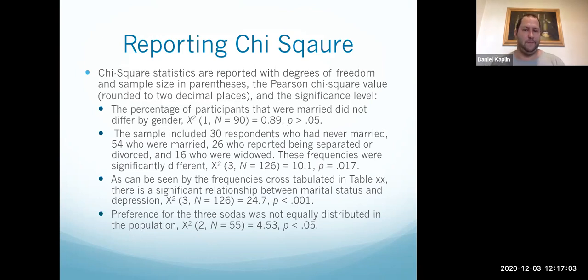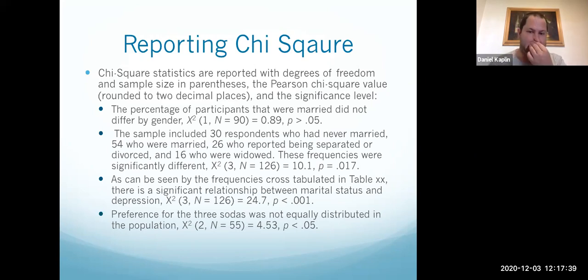So another example would be to write the sample included 30 respondents who were never married, 54 who were married, 26 who reported being separated or divorced, and 16 who were widowed, right? So if you have 4 conditions, the degrees of freedom for a chi-square is n minus 1, right? So you're going to have 3 degrees of freedom.